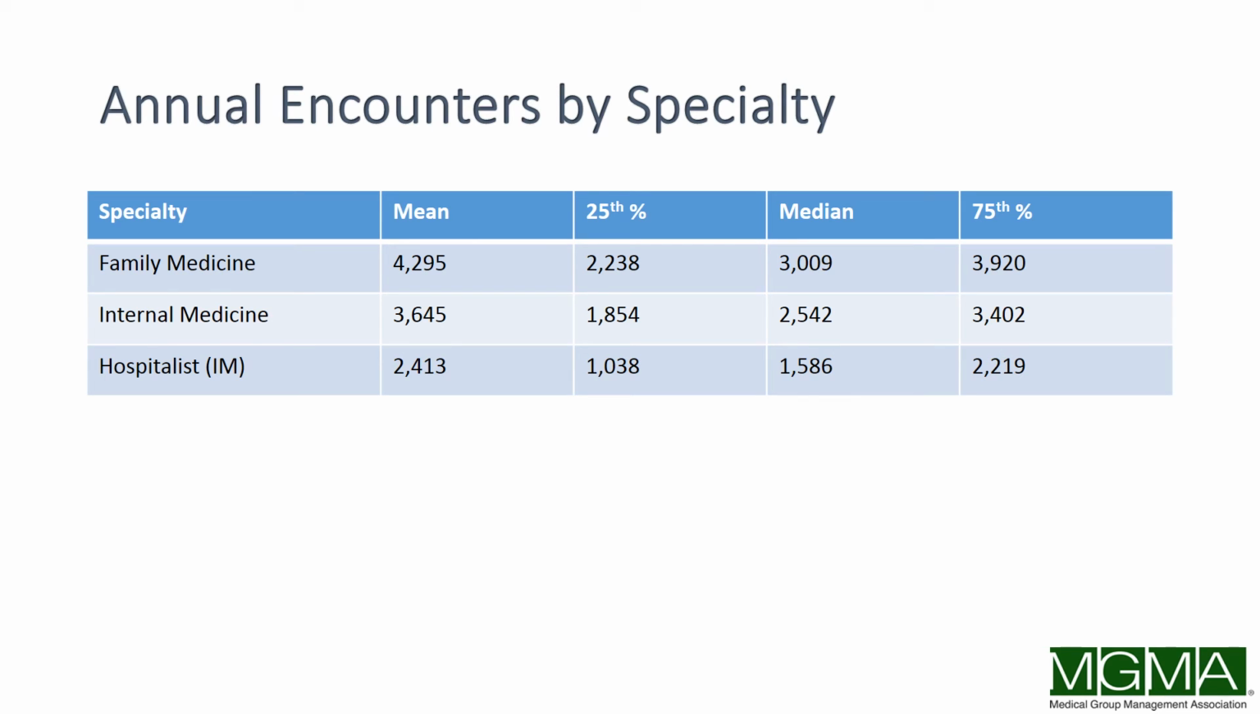The number of annual patient encounters also differs substantially by specialty. Family medicine, a mean of 4,300 encounters compared to a hospitalist at 2,400 encounters per year. If you look at the medians, the numbers are even lower. An internal medicine hospitalist seeing about 1,600 patients, in contrast to a family medicine physician who might see about 3,000 per year.